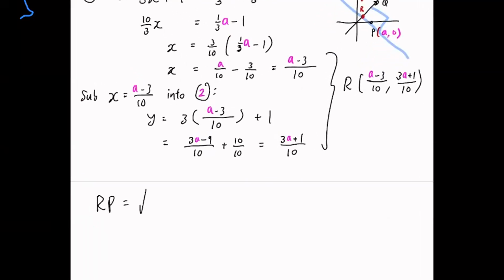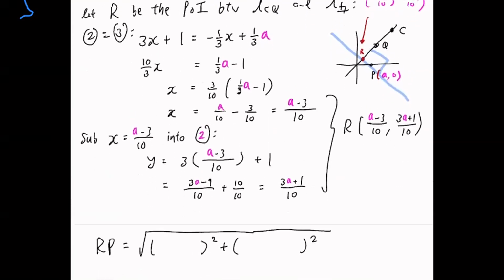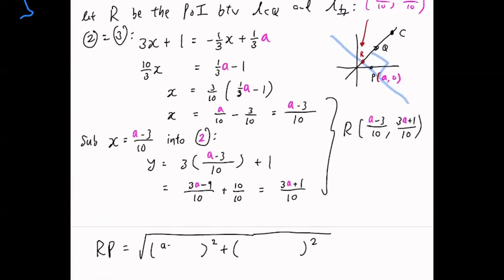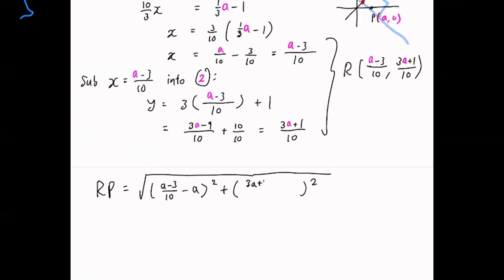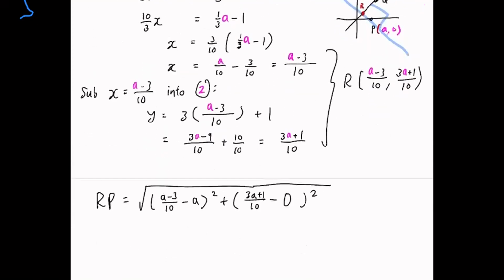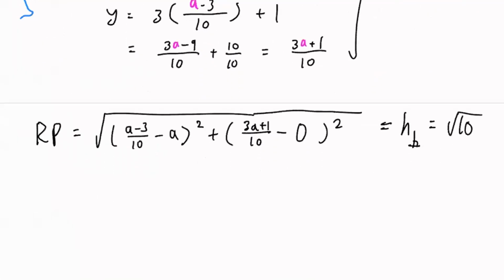So RP is very simple. You just need to find the distance: x minus x squared plus y minus y squared. Now, in that case, it will be a minus 3 over 10 minus a, then 3a plus 1 over 10 minus 0. Okay, then we want to equate this to the height, the perpendicular, which is square root 10. Good. Now we can solve.